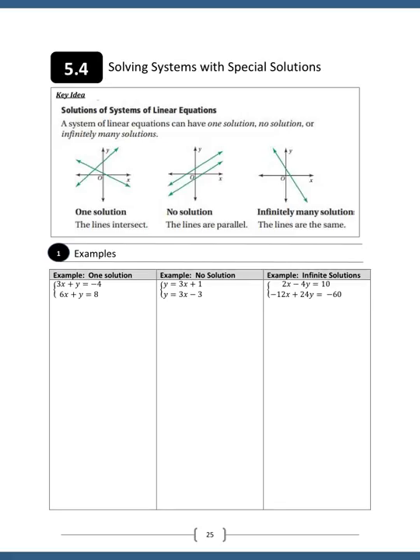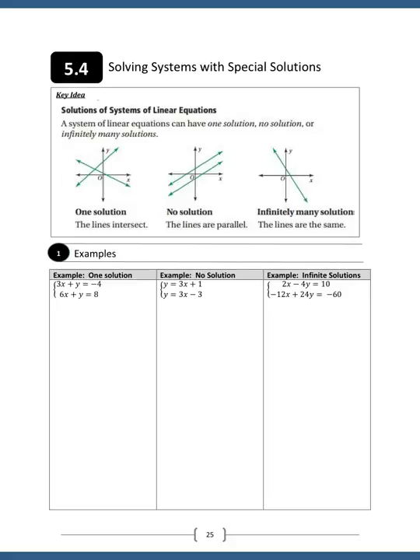Up to now, all the systems that we've been working with have been the first type. They're two lines that intersect at one particular point on the coordinate grid. When systems intersect at one point and you get one ordered pair, that gives you one solution. The lines intersect. But it is possible for other types of solution.